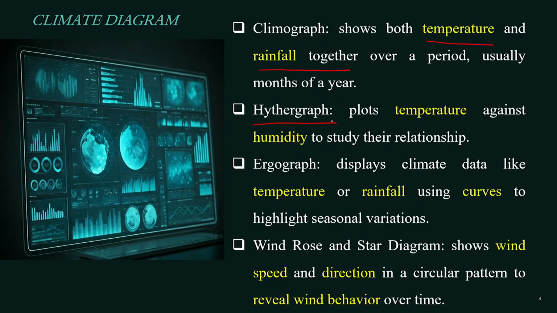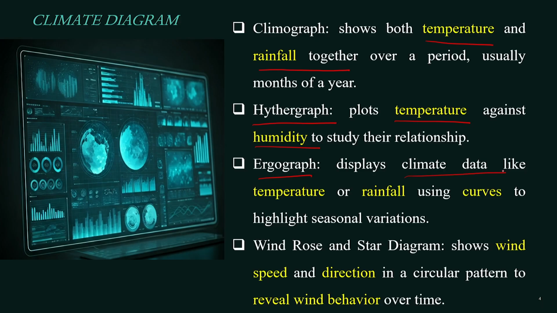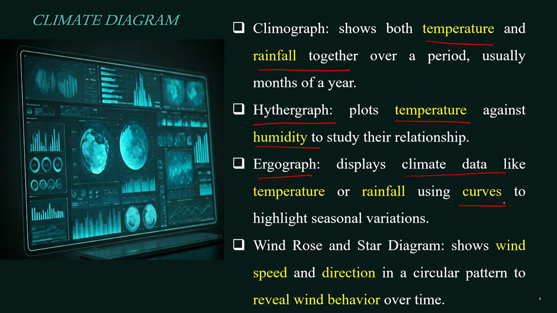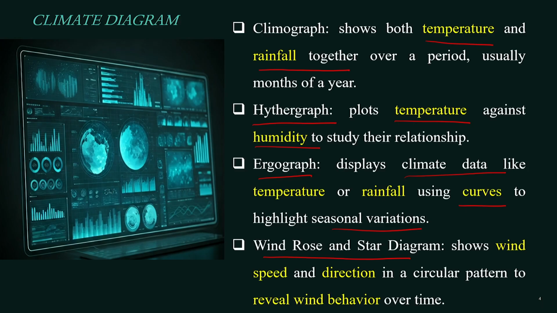Next is the hydrograph. The hydrograph helps us plot temperature against humidity to study their relationship. Then the ergograph. The ergograph displays the same temperature and rainfall, but in curves, so that it highlights the seasonal variations. Then come the windrose and star diagrams. Windrose and star diagrams usually explain the speed and direction of the wind, and this helps us understand the behavior of the wind.